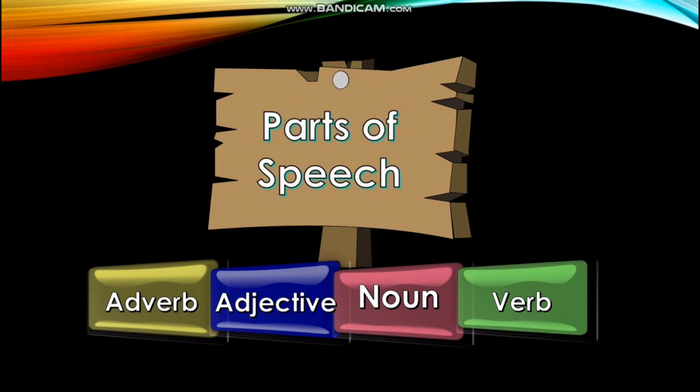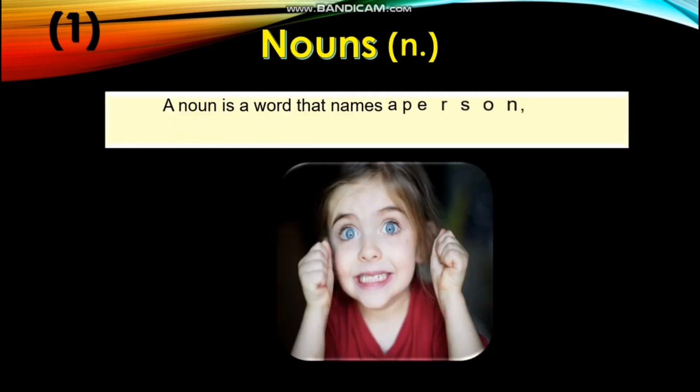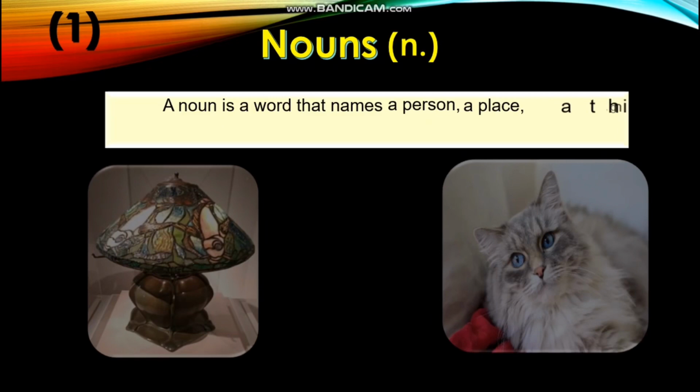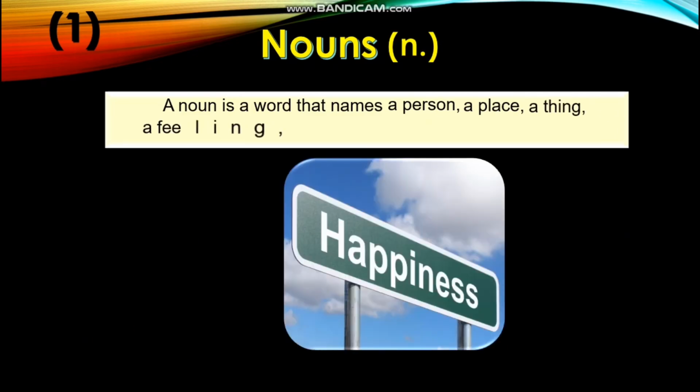Parts of speech. We'll be talking about the main four parts of speech: adverbs, adjectives, nouns, and verbs. Nouns. A noun is a word that names a person, a place, a thing, a feeling, or an idea.